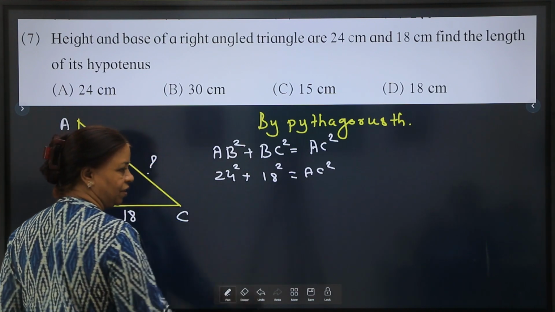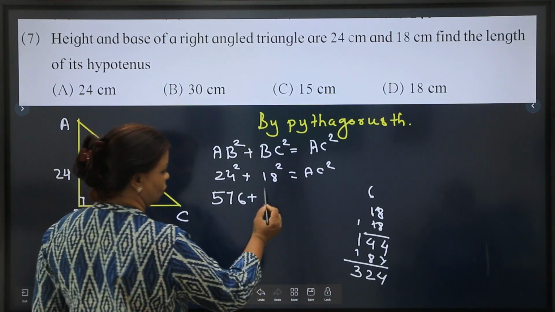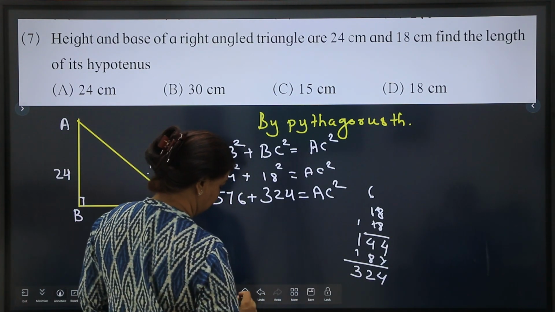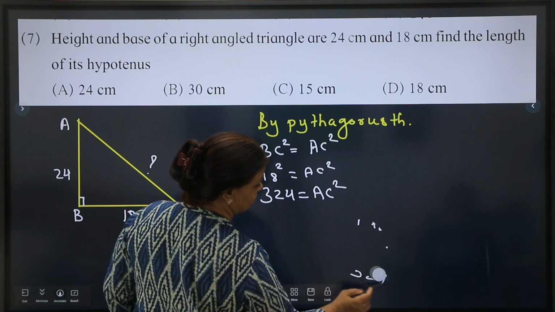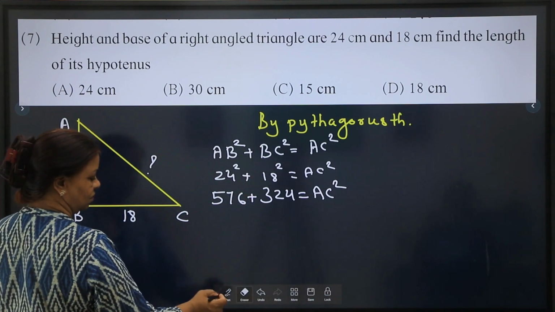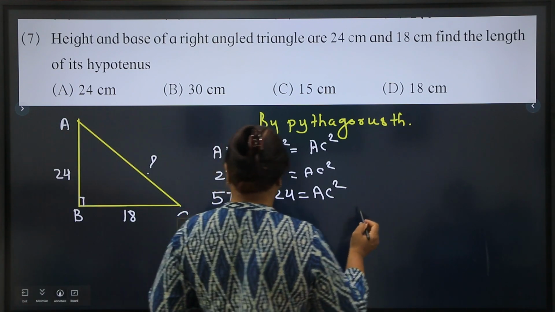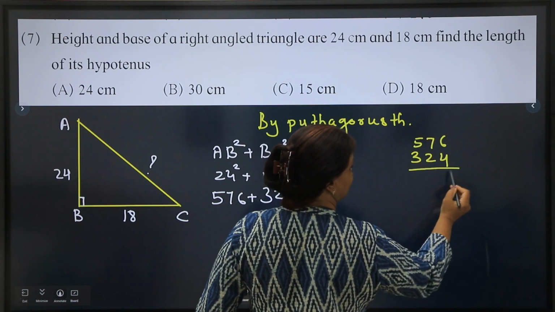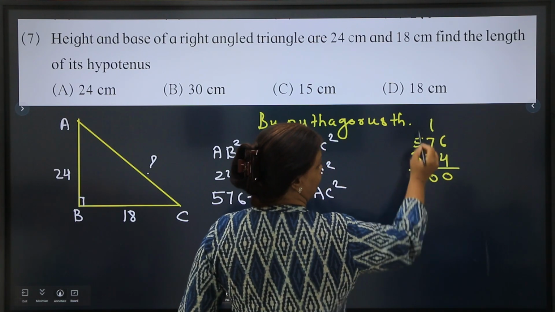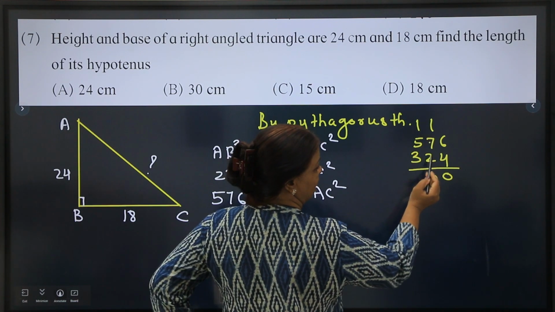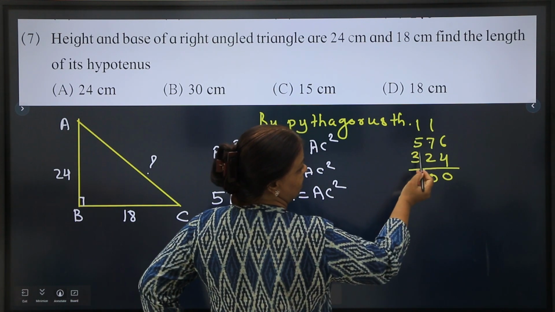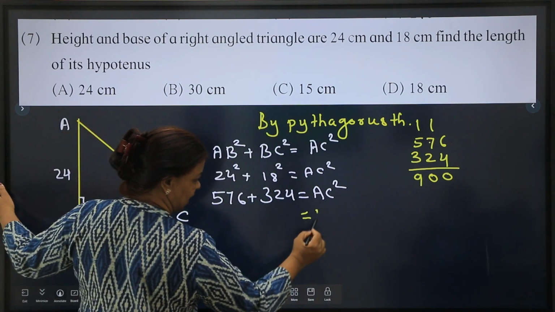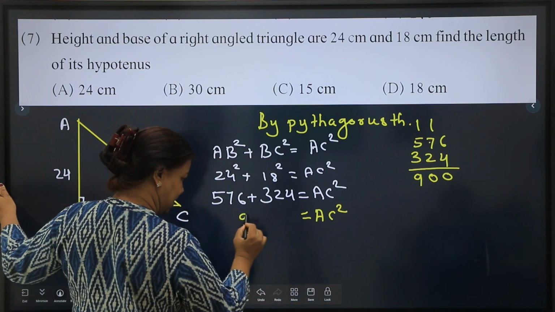Now we will square 24. What is the square of 24? 576. And 18 square is 324. So 576 plus 324 is equal to what? AC square. Now add them. 6 plus 4, 10. 7 plus 2 is 9, plus 1, 10, carry 1. 5 plus 3 plus 1 is 9. So we are getting here AC square as 900.